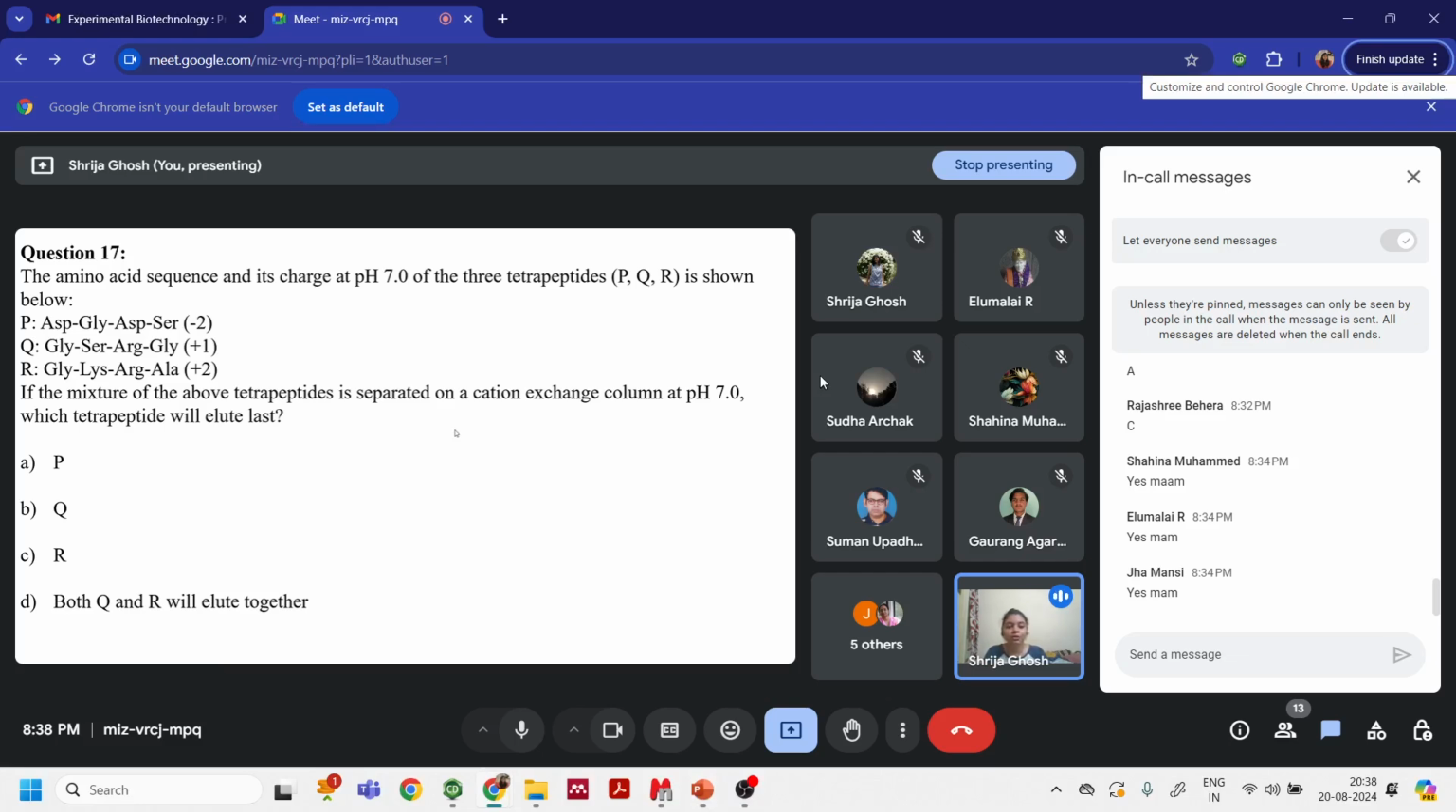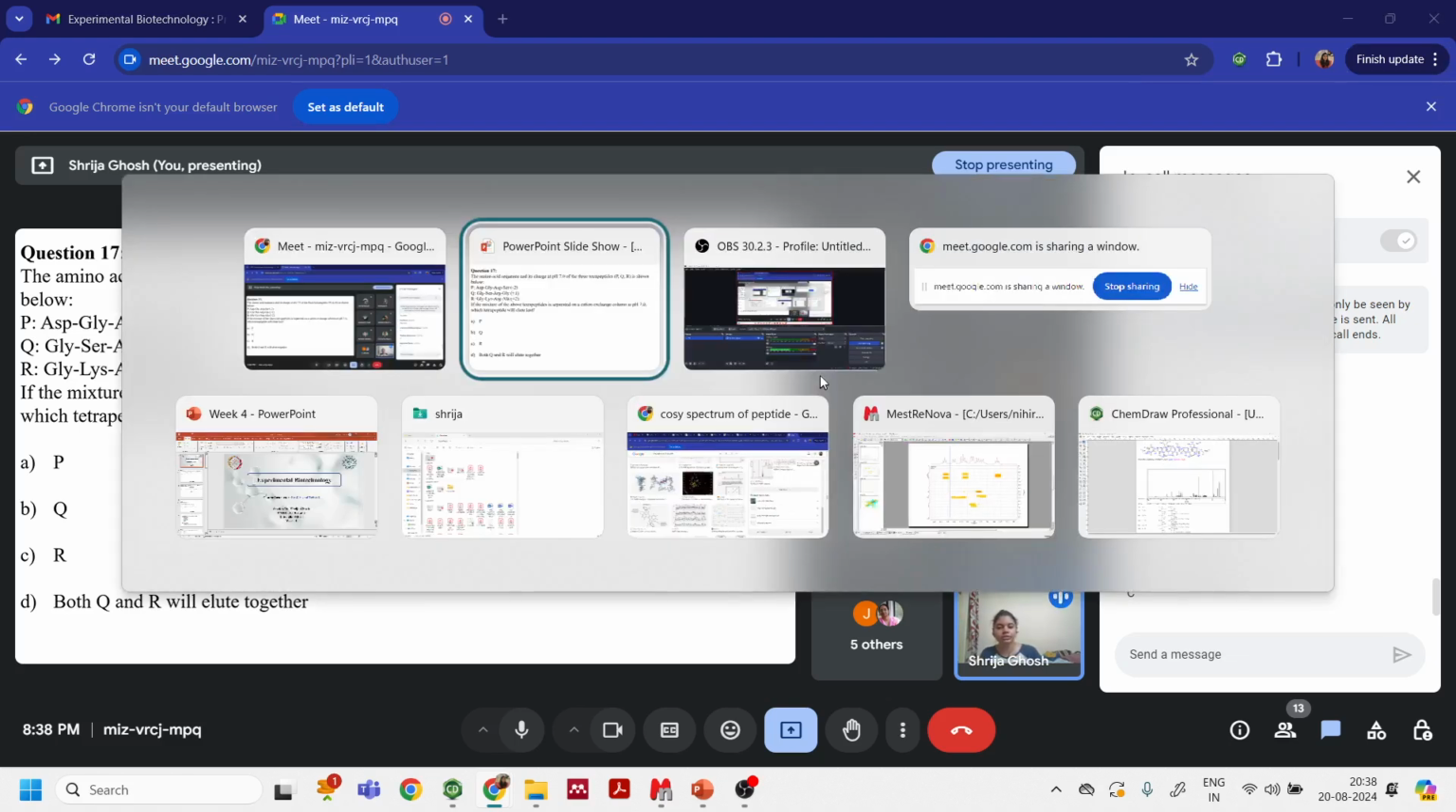We have talked about ion exchange chromatography enough, so you should be able to answer this. It's a cation exchange column. What will be eluted last?